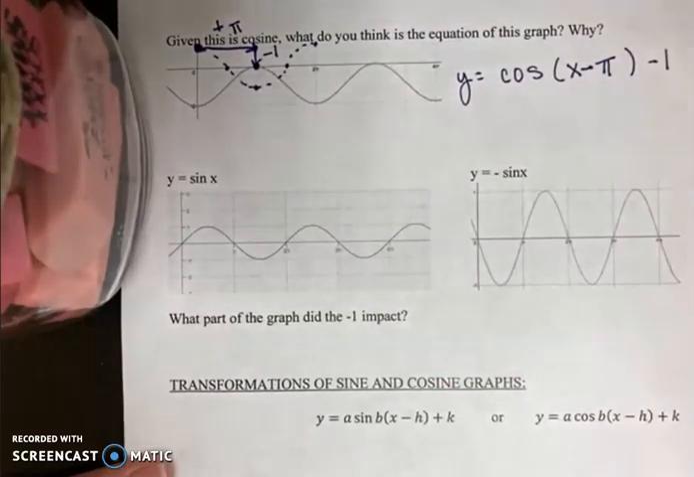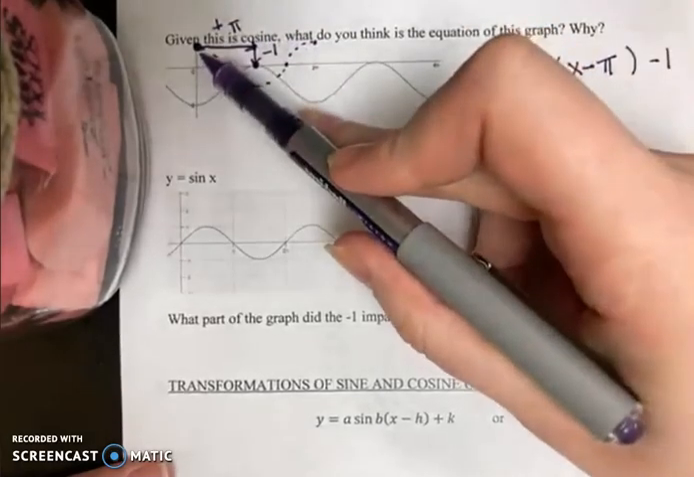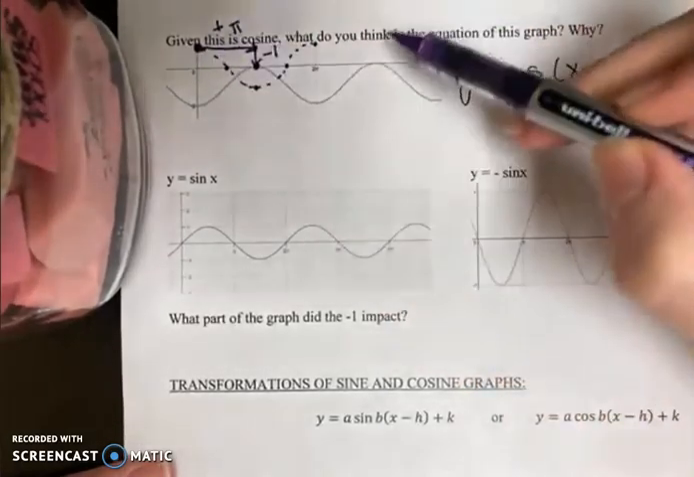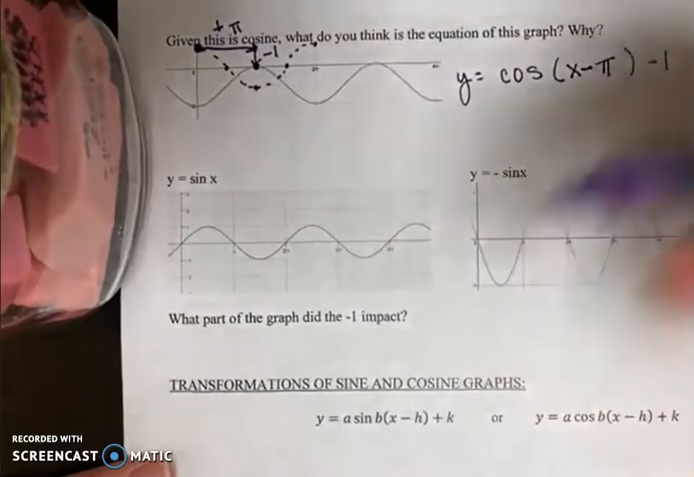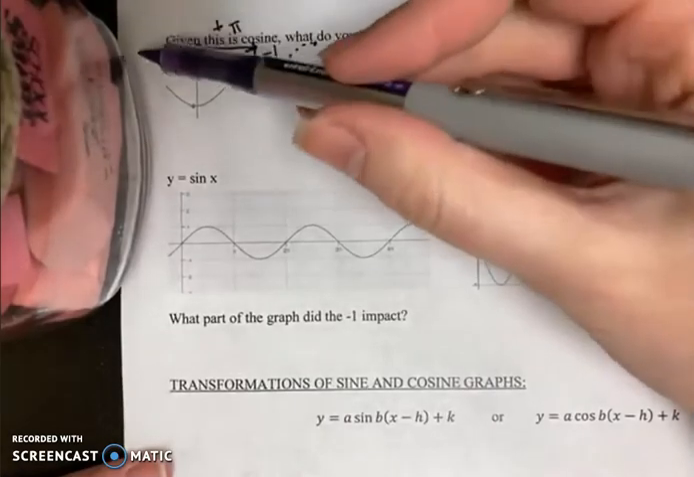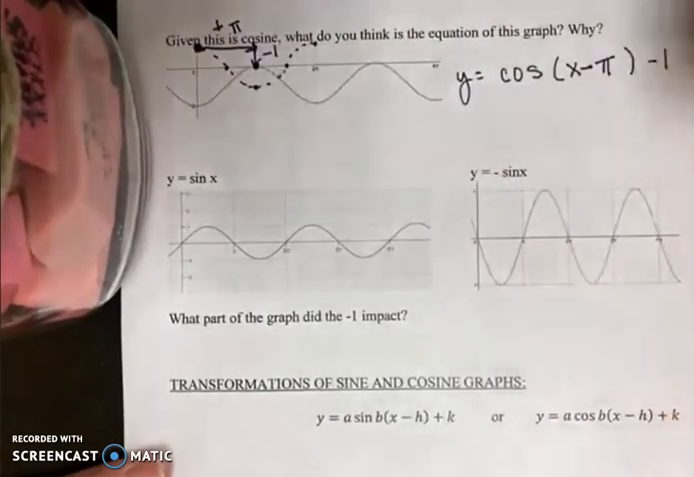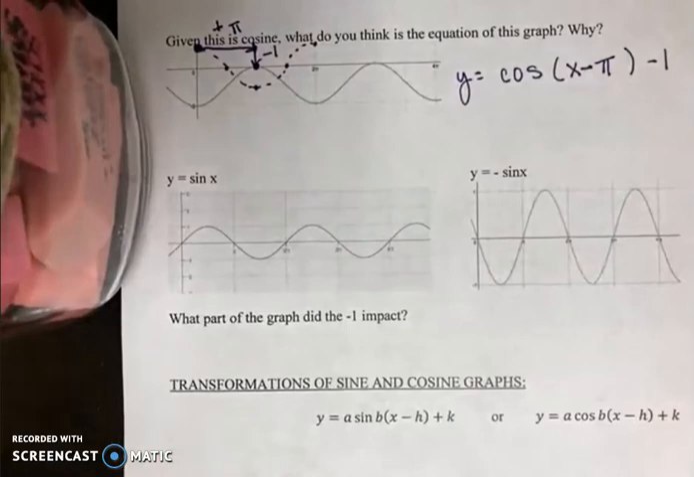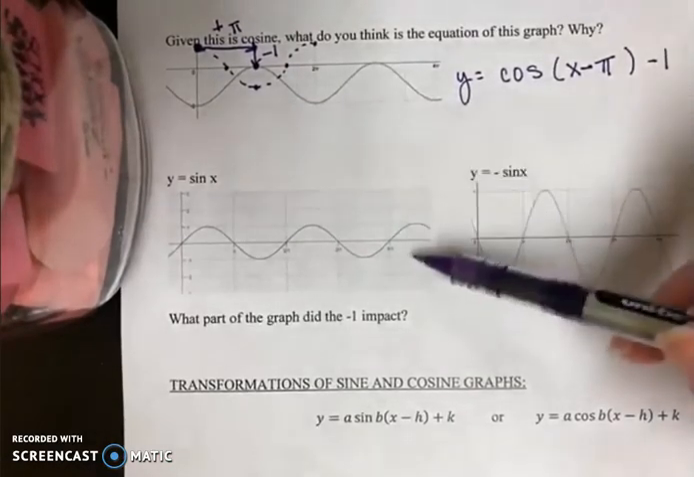I could have also chosen to go from this point, or this maximum, to this maximum, and written an equation for that. It kind of just depends how you've seen it. I could have also gone from this to a maximum over here on the left side if I would extend that pattern that's going to repeat. It's up to you.